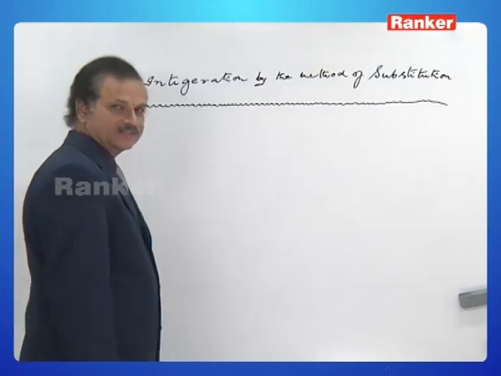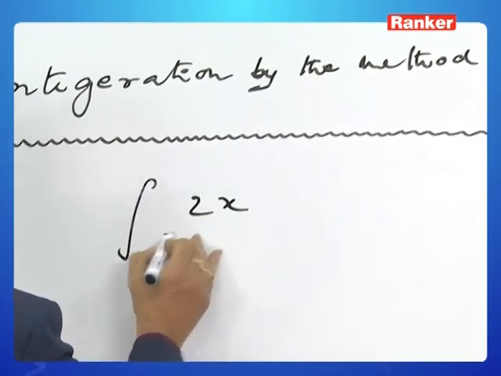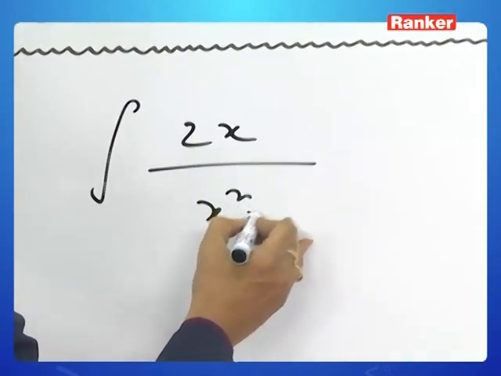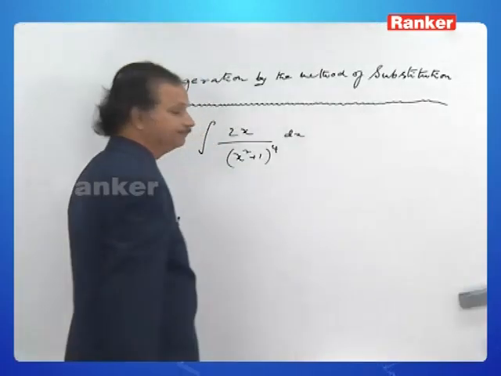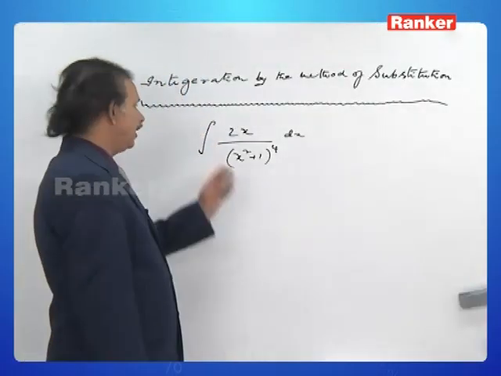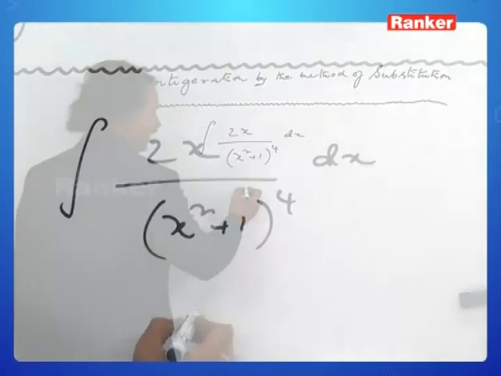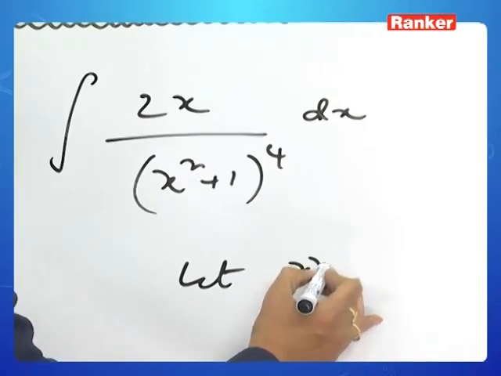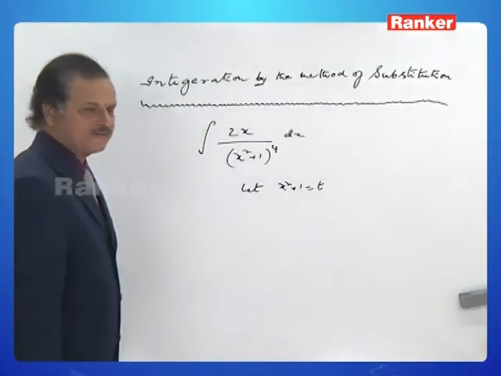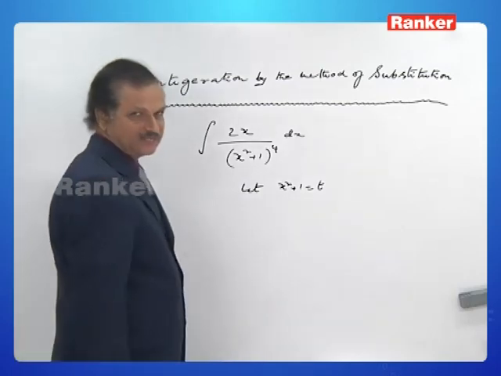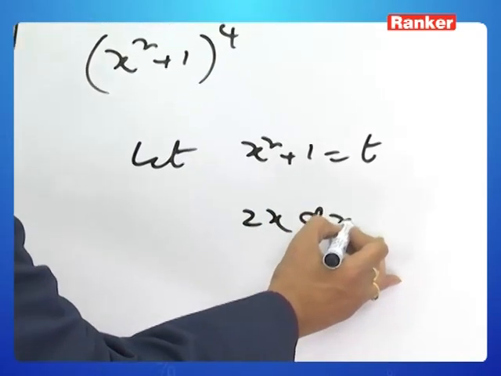What I mean to say is, suppose integral of 2x by x square plus 1 whole to the power of 4 is there. It is not in the standard form. You observe the steps. Let x square plus 1 is equal to t. Differentiate on both the sides. X square plus 1, its differential is 2x dx is equal to dt.